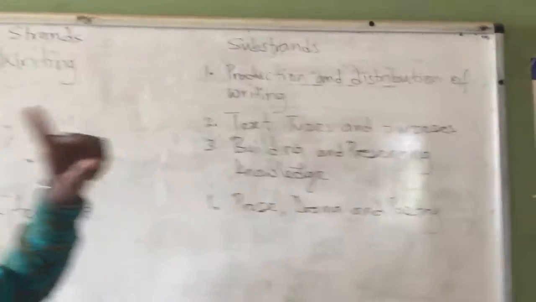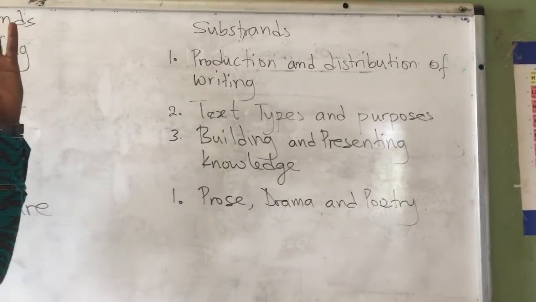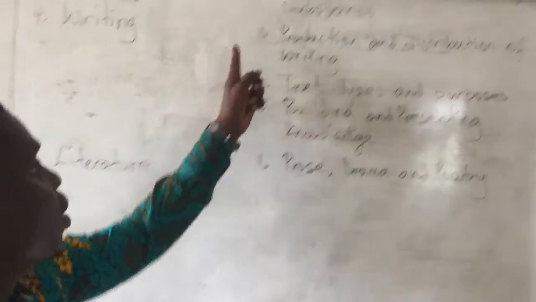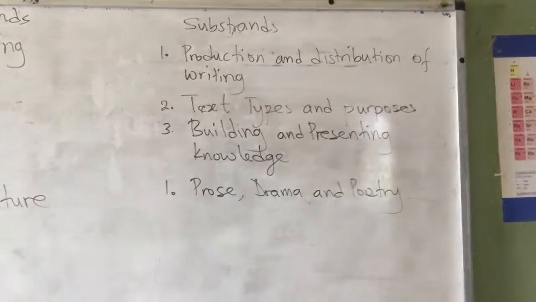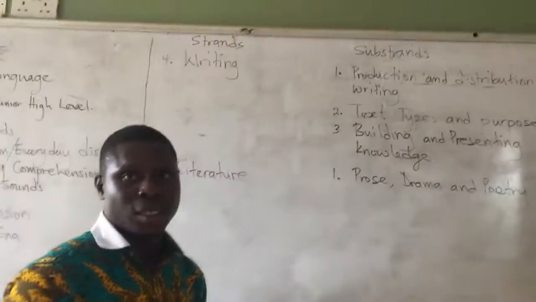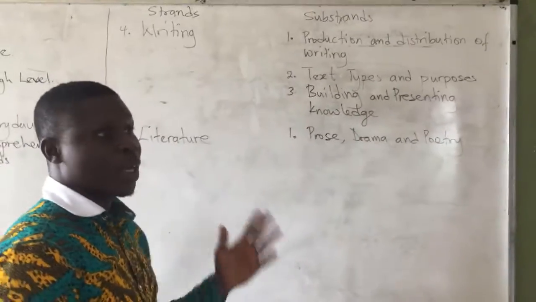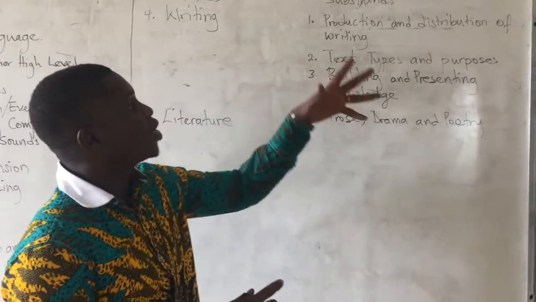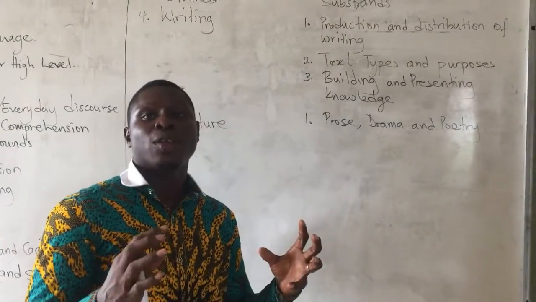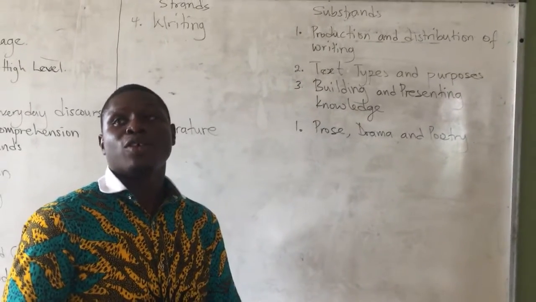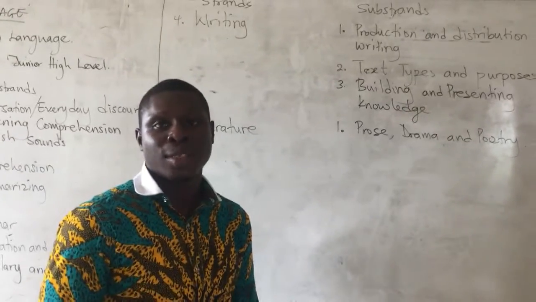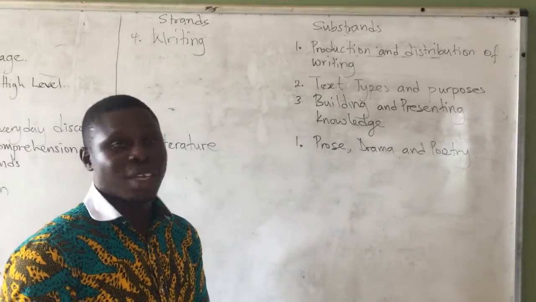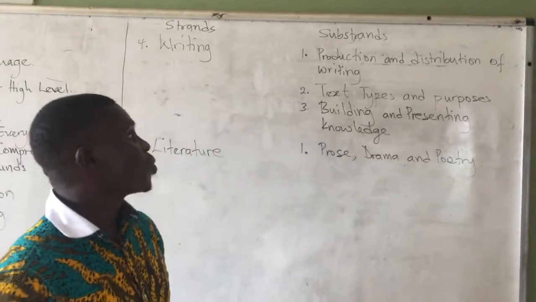Now under writing, that is what we previously knew as composition or essay writing. This time it's termed writing. The first substrand here is production and distribution of writing. To write any essay, you and I know we are supposed to put words together to form sentences, and the sentences will come together to form a paragraph. So what we're doing under production and distribution of writing is that all the things we have learned in grammar, we are going to use them to construct good sentences in order to make a very good paragraph, which will end up giving us a nice write-up as an essay. So that's what we're doing under the first substrand.